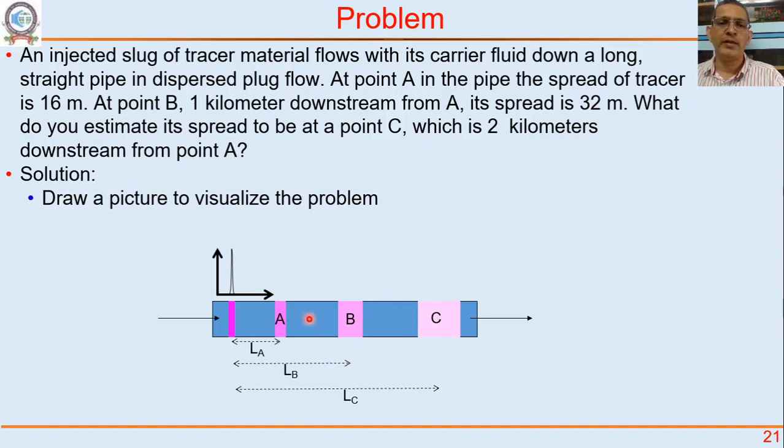What we do know is the length between A and B. This is 1 kilometer. Between B and C, we know it is 1 kilometer. Total A to C is 2 kilometers. We don't know how far behind the tracer has originated. So let's put LA as the distance between the injection of the tracer and point A, LB as the distance between the injection point of tracer and B, LC as the distance between injection point and C. Now with this visualization, can you solve? Pause, solve for yourself.